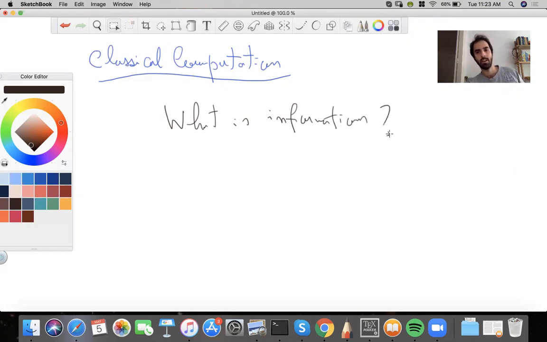Okay. I've recently seen an interview with Scott Aaronson in which he tells an anecdote about the nature of information, which goes something like this. I'm going to try to reproduce the story of Scott. I'm sorry, Scott. I hope I do justice to the story. So the story goes like this.